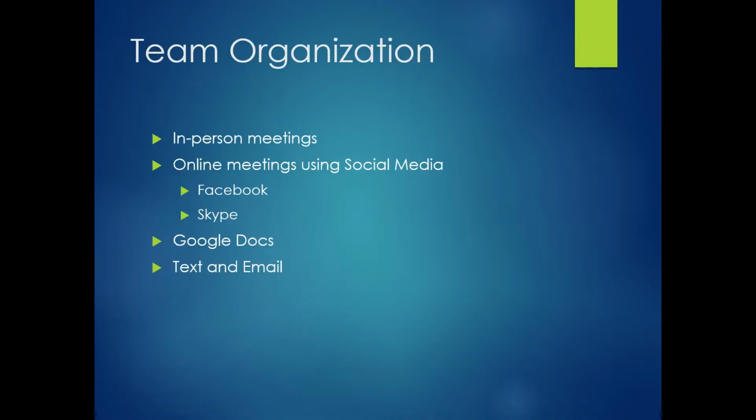I want to first start off with how our team got organized to complete Phase 1. We mostly held in-person meetings on campus in Noble Library. That's where the majority of the work got done. We also had some online meetings using Facebook and Skype. Our main document use was over Google Docs because it was just easier to work with. That way everyone can work on the same document at once instead of sharing bits and pieces of it over email. And we use text and email to schedule meetings and share images and documents as well.